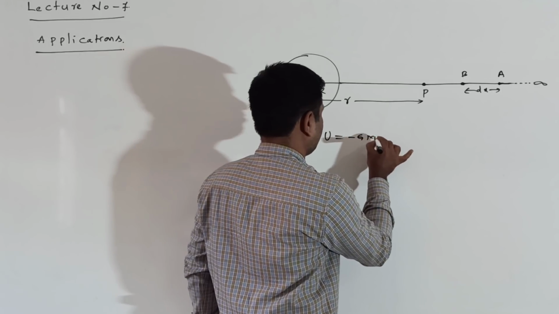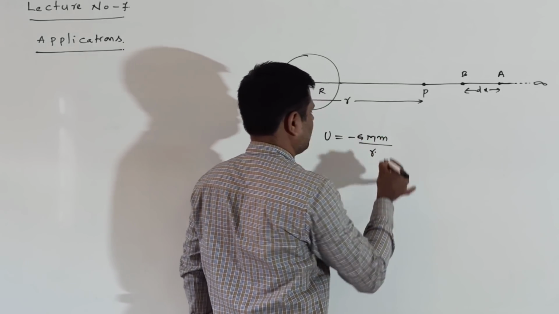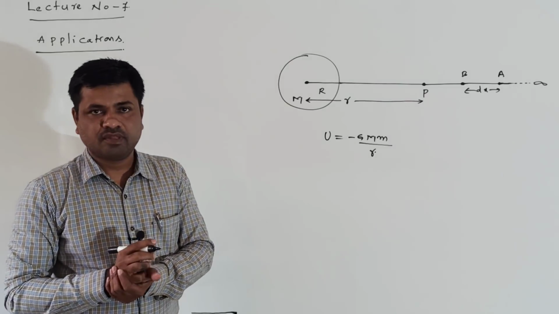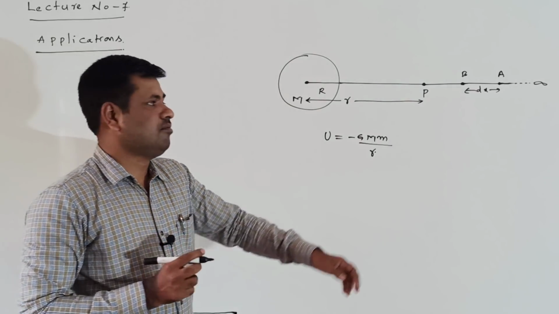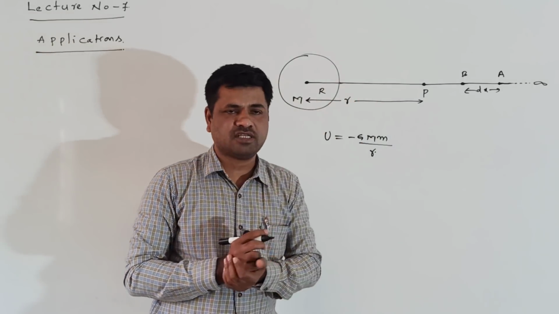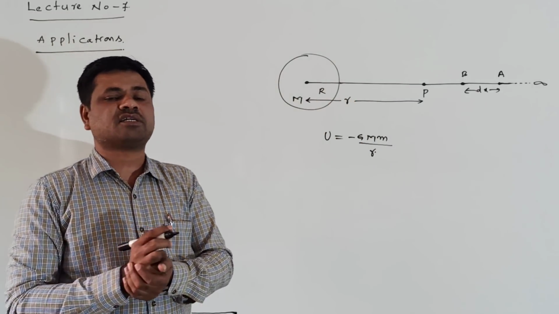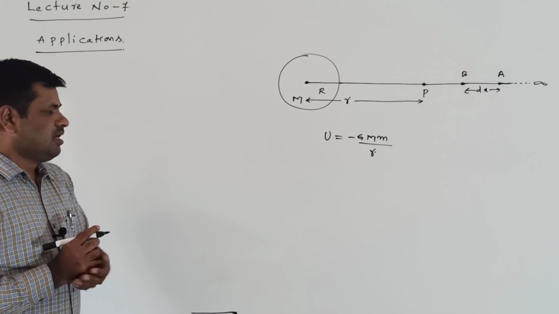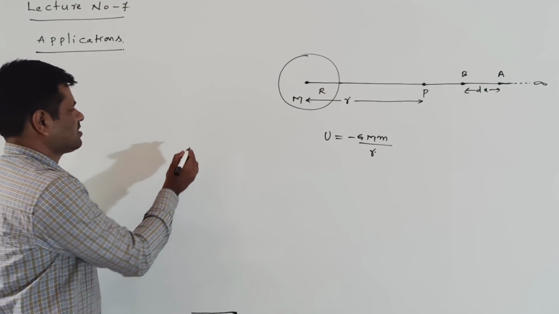minus GMm by r. It means the body is taken from infinite distance to P point. That P point is how much distance from the center of the Earth? r distance from the center of the Earth. This diagram we can draw like this also.